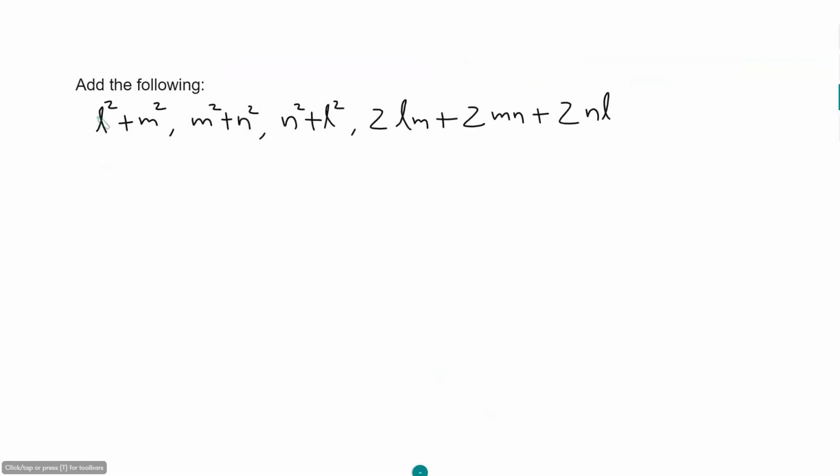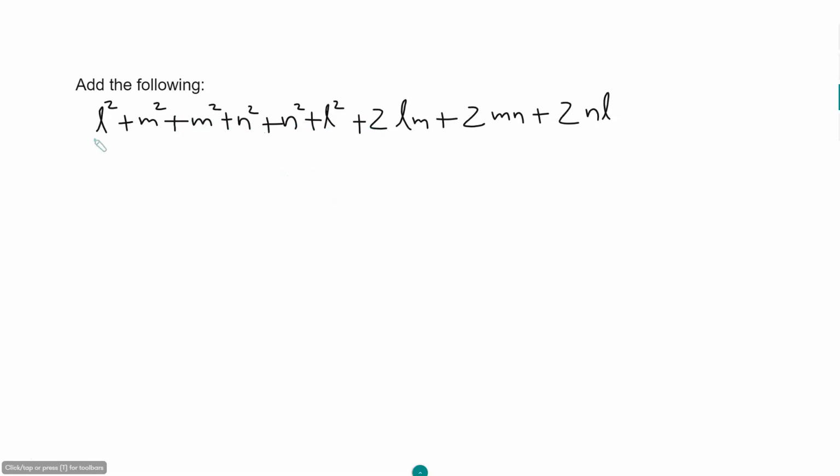You have four expressions here. There's L square plus M square plus N square plus L square, and this expression. To add these, you just combine them with a plus sign. So let's just add a plus sign between these expressions. So that's plus, plus, and plus.